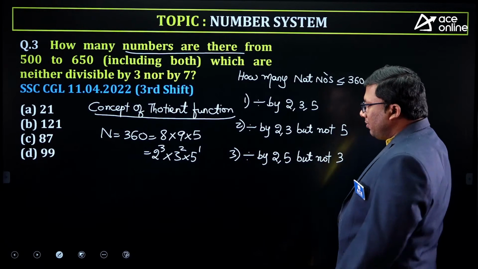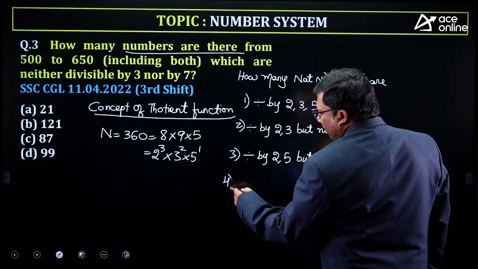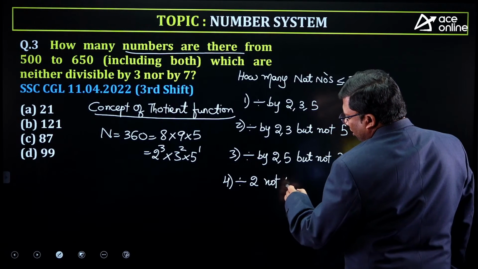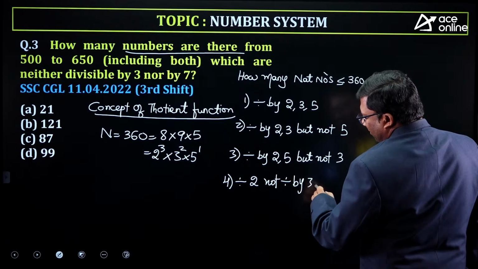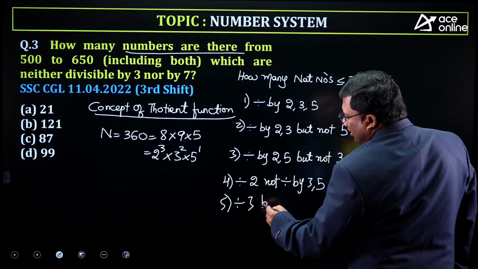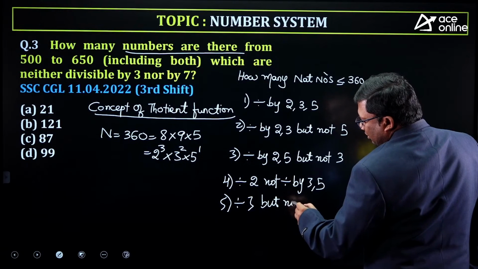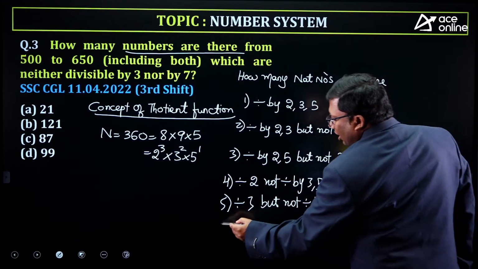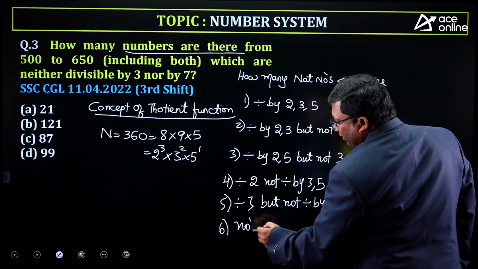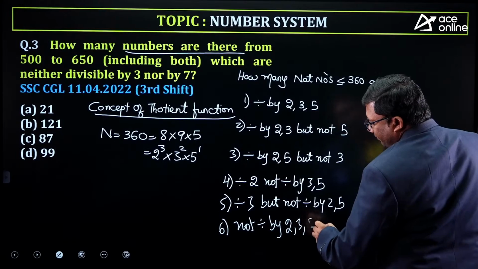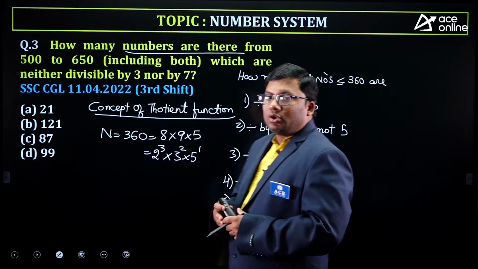Divisible by 2, 5 but not by 3. Fourth one, divisible by 2, not divisible by 3, 5. Divisible by 3 but not by 2, 5. Next one, not divisible by 2, 3, 5.